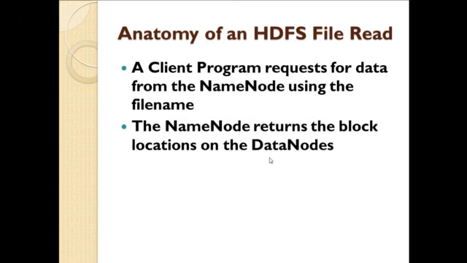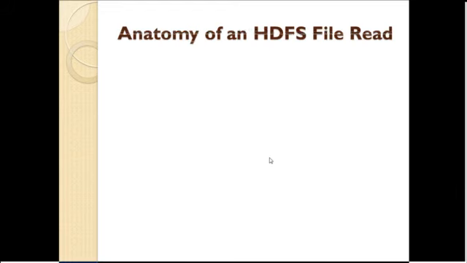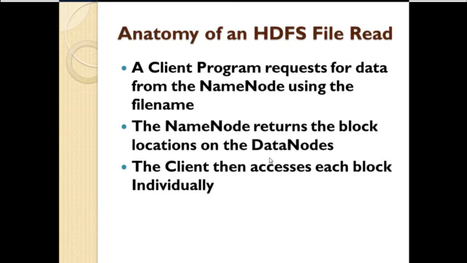So, the anatomy of an HDFS file read. This is the process of how a client can read from a cloud computing server. First, a client program requests data from the name node, our master node, using the file name. After that, the name node returns the block locations on the data nodes. Then the client can now access the blocks individually. So the data on the server can now be accessed.